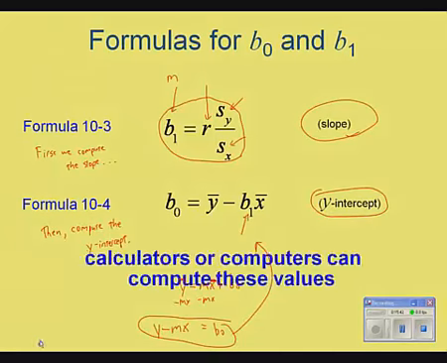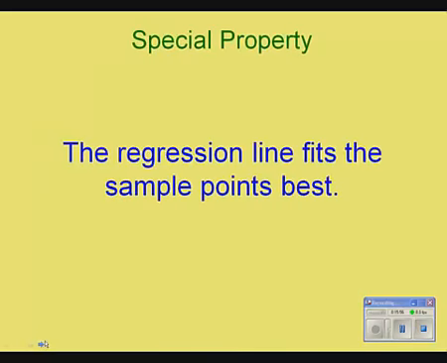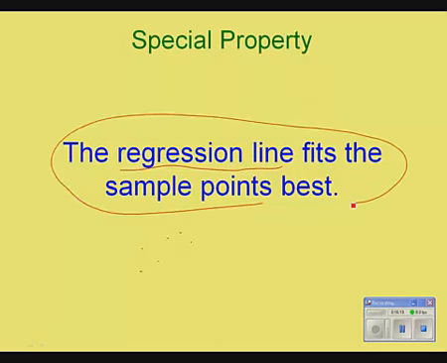Okay. Now, important to know, calculators or computers can do all this. Okay? Which is nice. And we'll definitely take advantage of that on the homework and go from there. The special property is that if you use these formulas, the regression line fits the sample points better than anything you could do by hand. Okay? So if I give you some points and I say, okay, what's the best line to go through them? Follow those formulas and we can prove mathematically that the regression line fits these sample points the best.